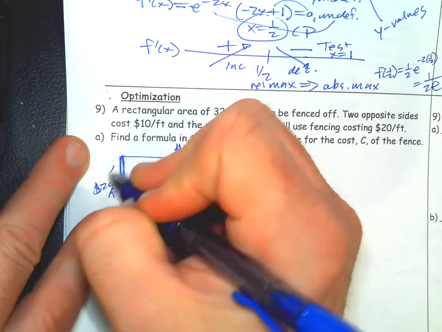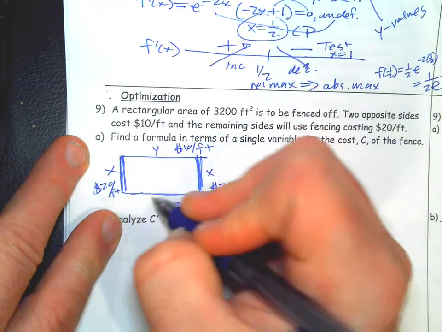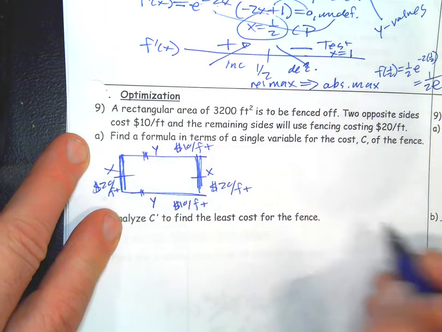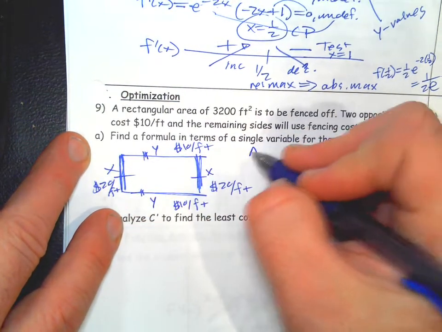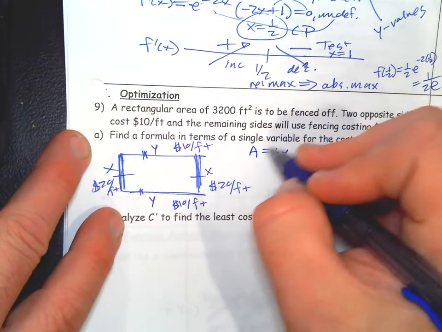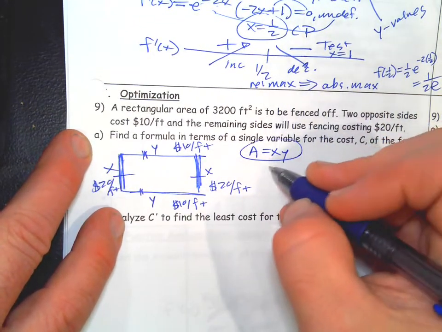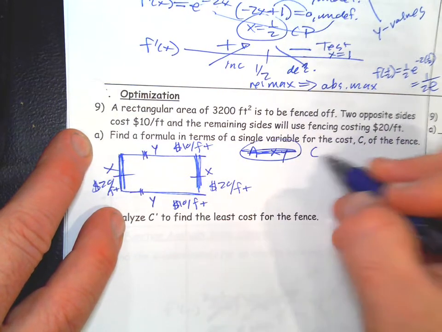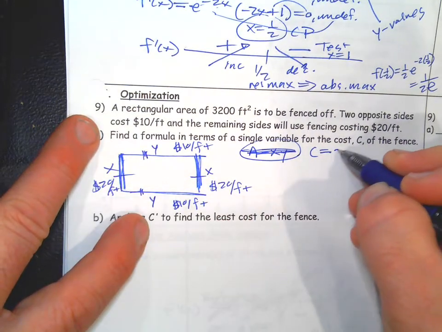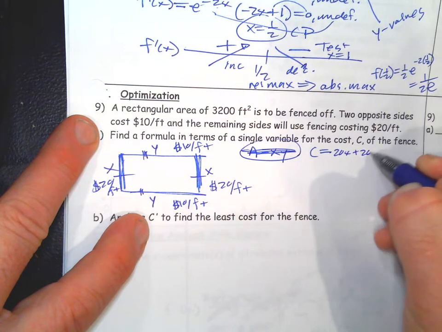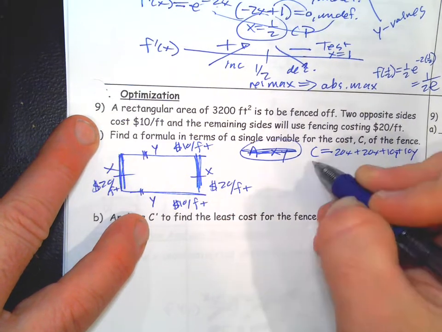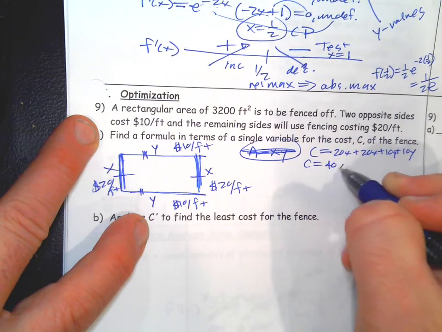Okay, I'm going to call these X. I'm going to call these Y. You can use whatever letters you want. You use the same letters in different spots. So the area is going to be XY, but we want it in terms of one variable, right? Or actually, we're not even trying to do area, we want cost. The cost is going to be 20x plus 20x plus 10y plus 10y. And so the cost equals 40x plus 20y.